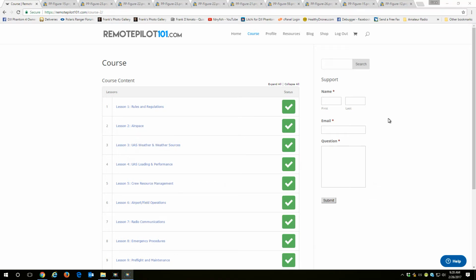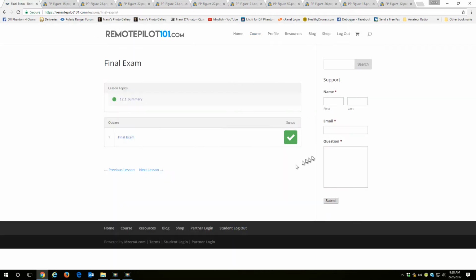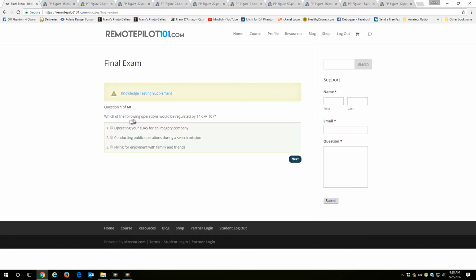Okay, I've been studying for my FAA Part 107 remote pilot certification using remotepilot101.com. I've been through all the lessons multiple times, and I've taken the final exam a few times online, so I'll go through the final exam again. Which of the following operations would be regulated by CFR 107?